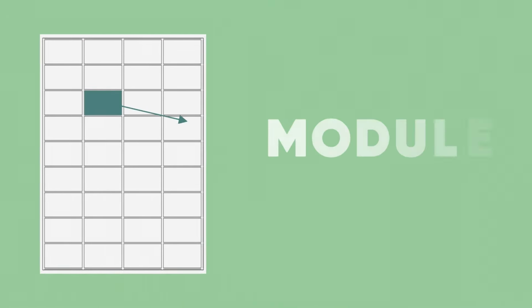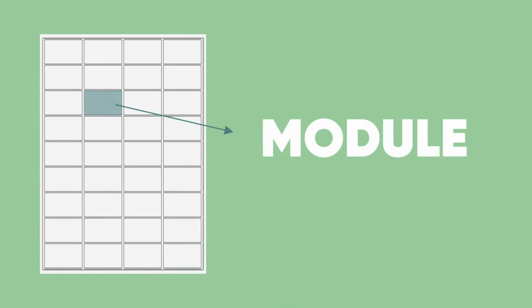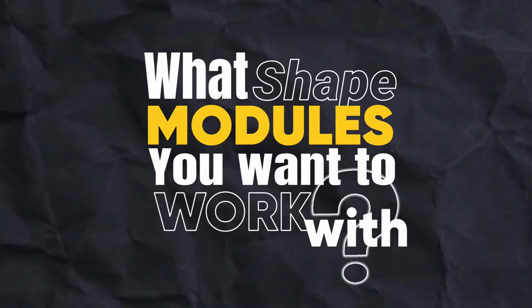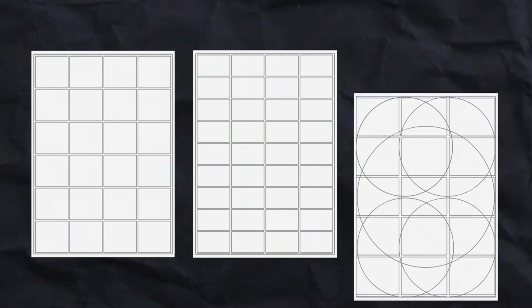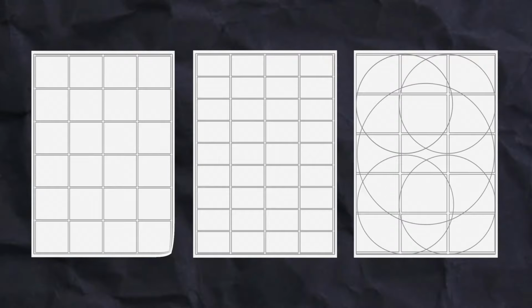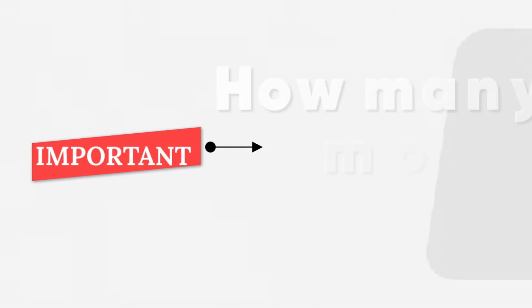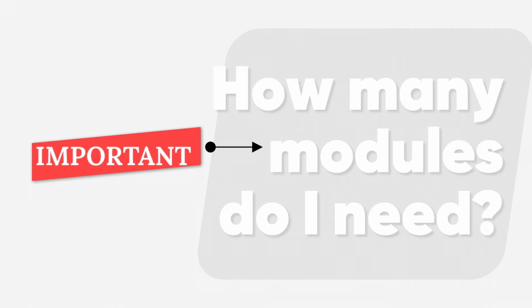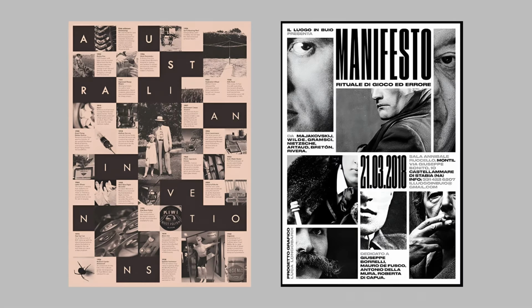A module is a section of a grid, often square or rectangle. The first step is to determine what shape modules you want to work with. Do you want a grid made up of squares, rectangles, or perhaps even circles? It will depend on the dimensions and the style of your project. The next step is really important. You need to ask yourself, how many modules do I need? This is important because it can determine how busy or not busy your design becomes.